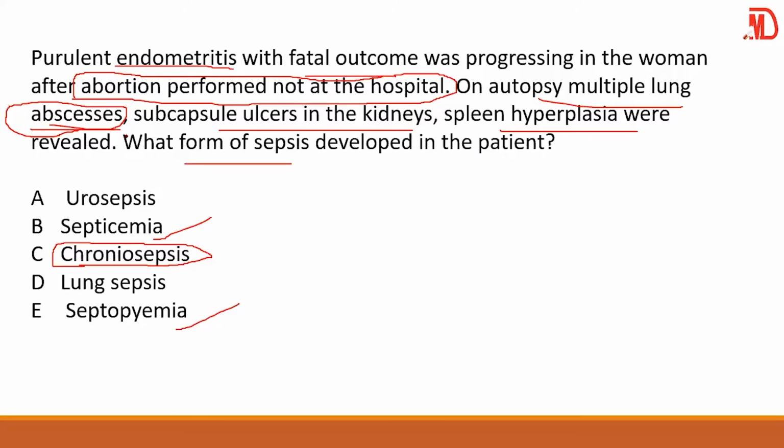And if you look at the question over here, abortion normally takes place in the pelvic area, isn't it? Or in the womb. That's where the abortion took place. But the patient is having multiple lung abscesses. There are ulcers in the kidney. There's hyperplasia of the spleen. So definitely you are thinking of a septicemia of a metastatic nature, which is called pyemia. And therefore, we call this what?